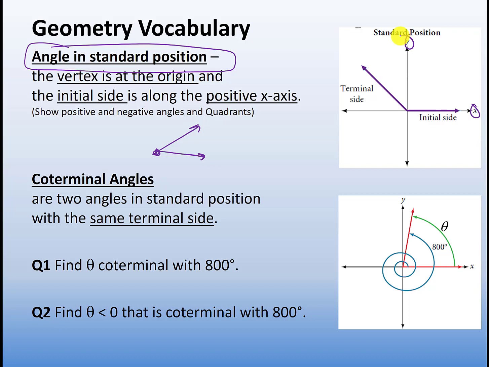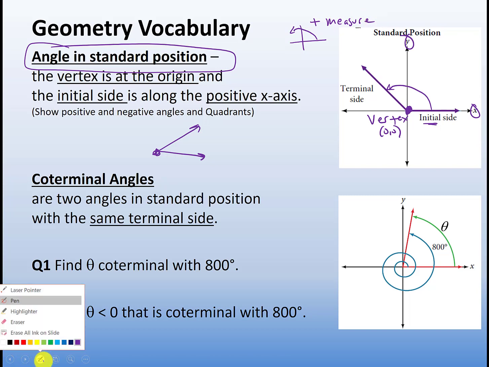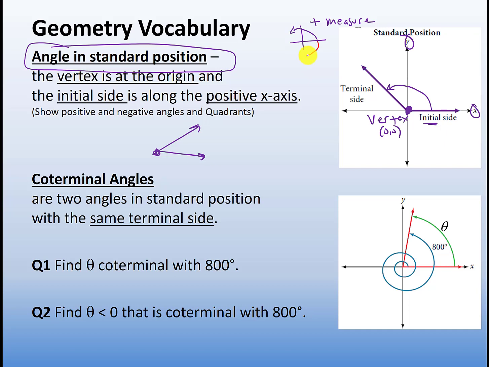To be in standard position, the vertex must be at the origin. Second, when we measure, the initial side is the positive x-axis, and then we rotate towards the terminal side. When we rotate counterclockwise, that is a positive measure. And when we rotate clockwise, that would be a negative measure. So these are the conditions to have an angle in standard position.